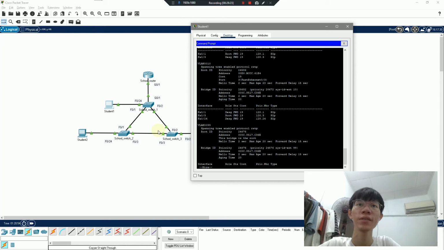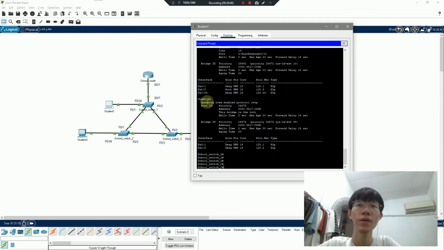For VLAN 10, it is connected by port 3, here. Looking here, FastEthernet 0/3 is the root port for VLAN 10. And for VLAN 99, this bridge is the root.